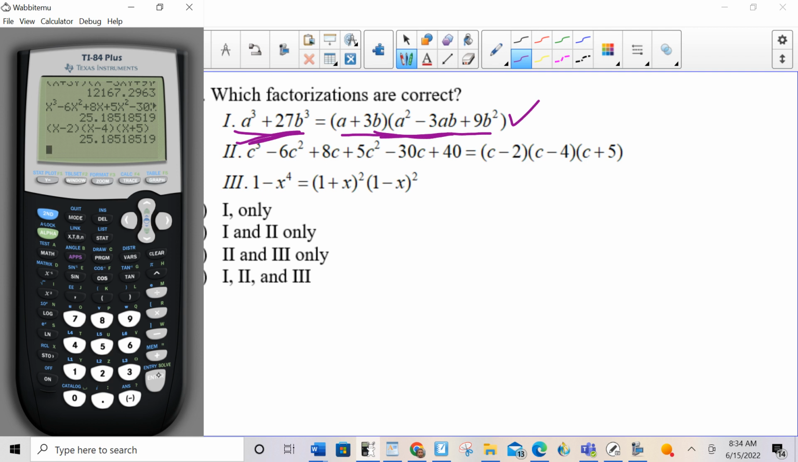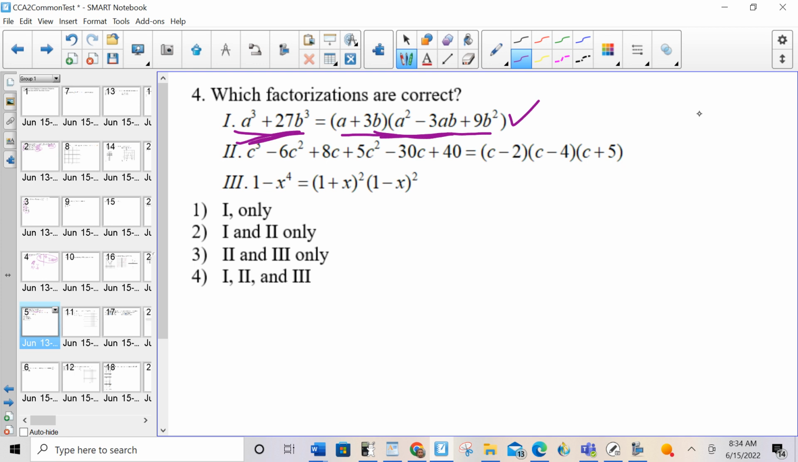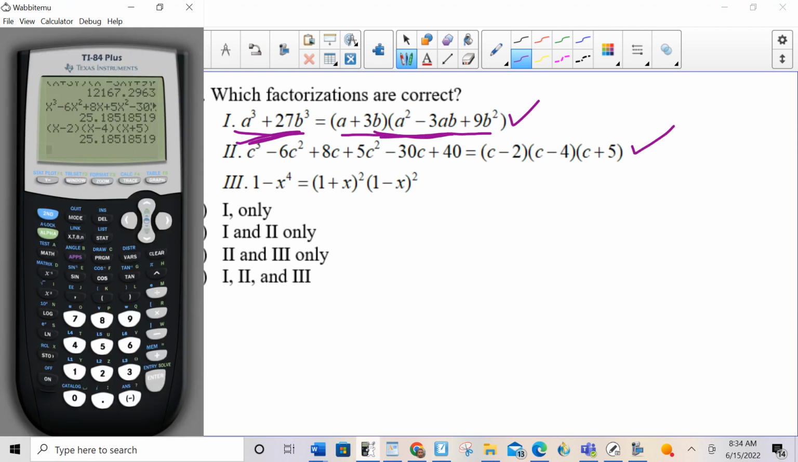Yes, those match up. So choice 2 works as well. Now we have to try choice 3: 1 minus x to the power of 4, and on the right-hand side, 1 plus x squared times 1 minus x squared. Does the left-hand side equal the right-hand side? No.